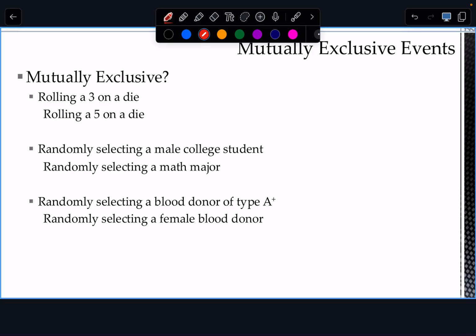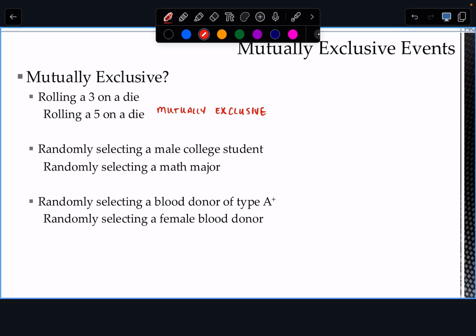Okay, so what do we think of that first situation? If I look at the two events, so I'm rolling a single die, I'm looking at the two events, rolling a 3 and rolling a 5. Would those events be mutually exclusive or not? Yes, they would be. So these are mutually exclusive because I cannot roll that die once and get a 3 and a 5 at the same time. I'm going to get a 3 or I'm going to get a 5. I can't get both.